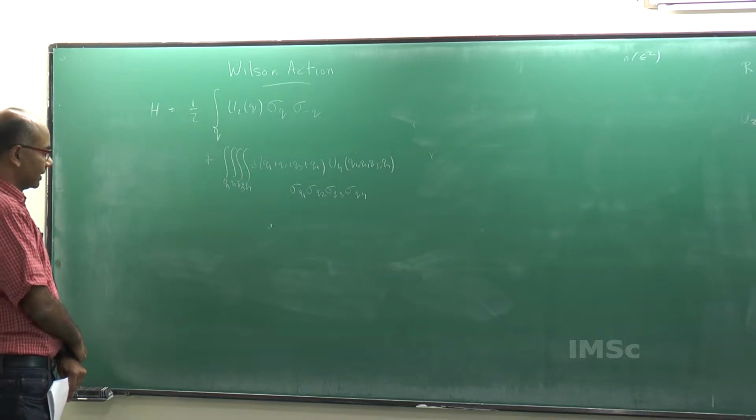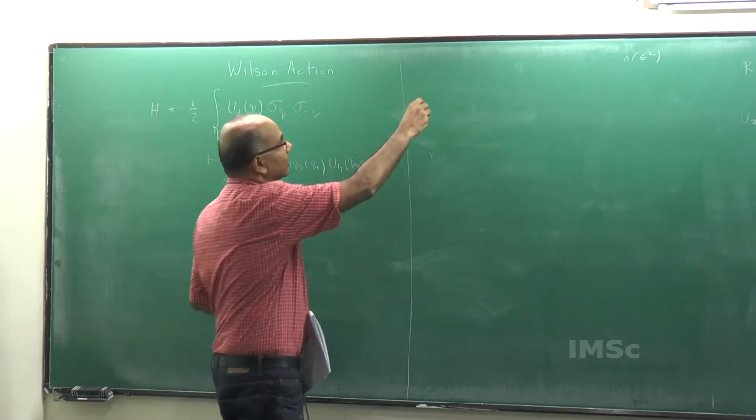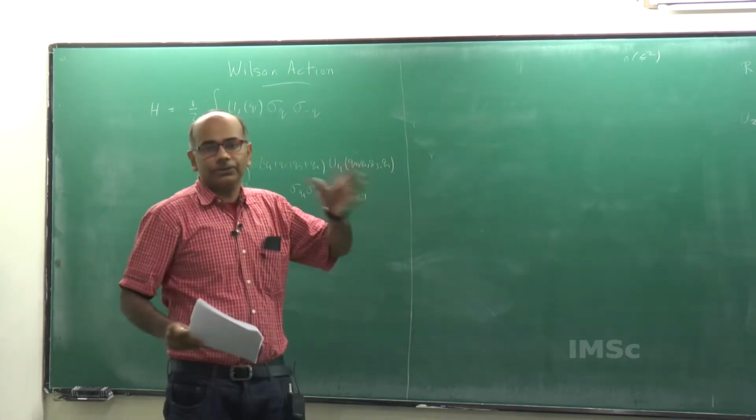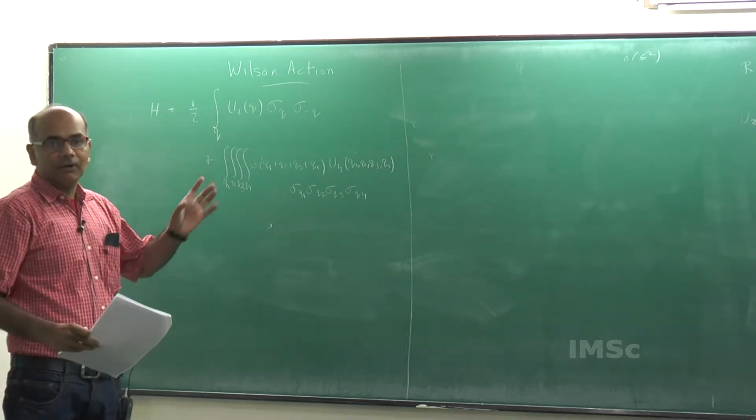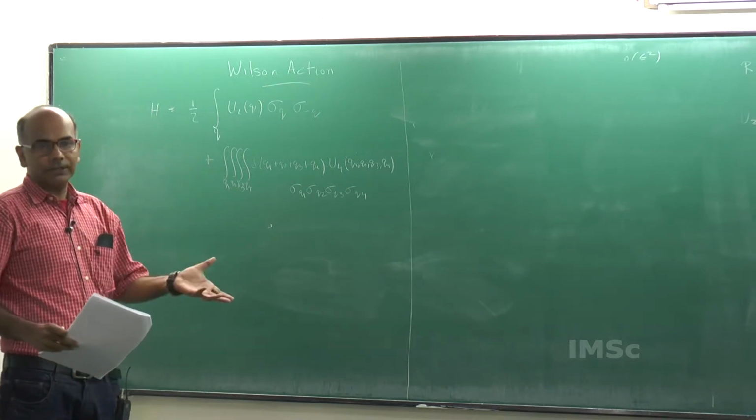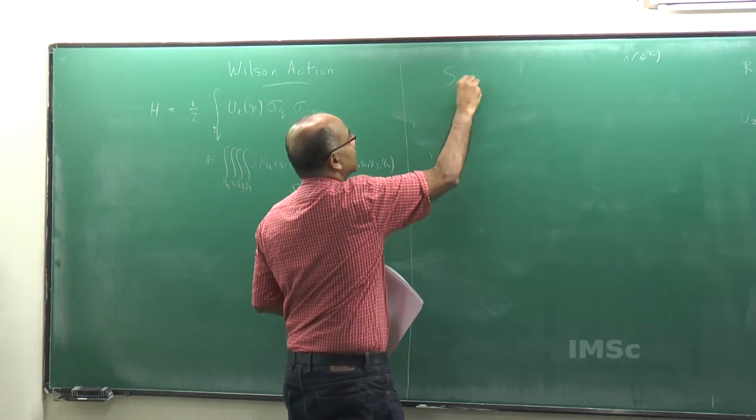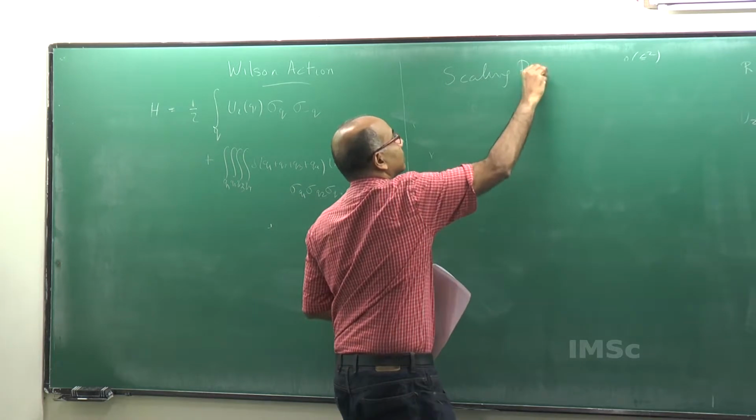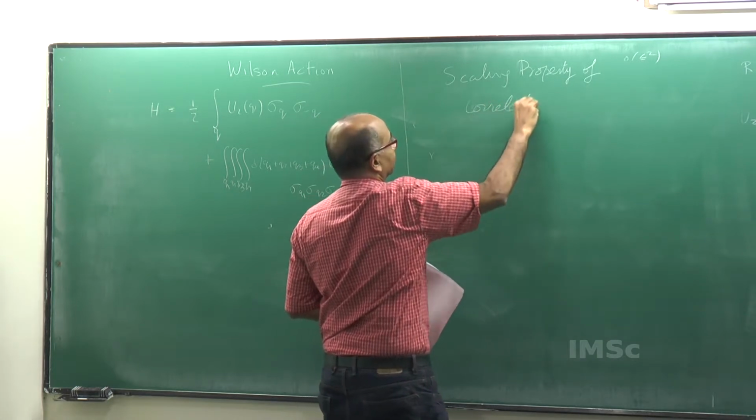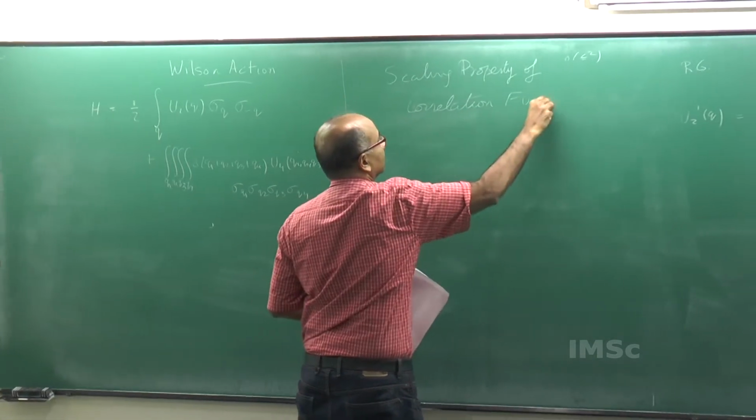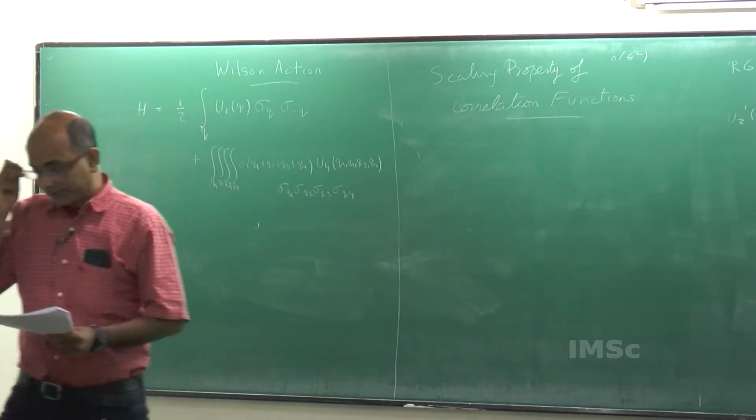here. Okay, so I want to talk about what do you do with this. And the obvious thing is, obvious application. After all, what are you trying to do? You're trying to solve for correlation functions. And I'm going to give you a simple example of how this is used to calculate correlation functions, or at least estimate scale dependence of correlation functions. So scaling property. So this will be like a practical application of this.